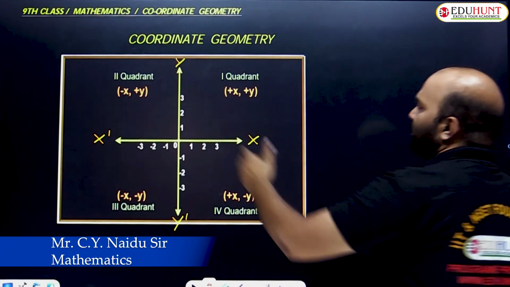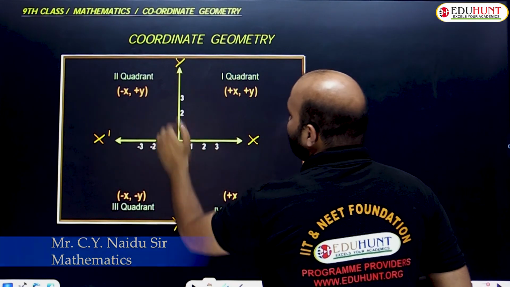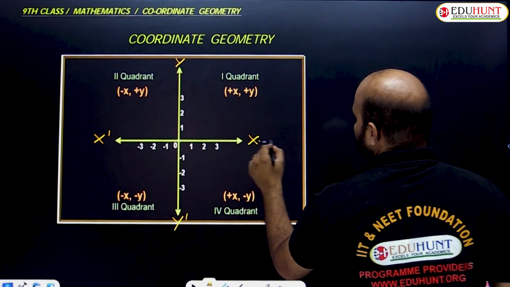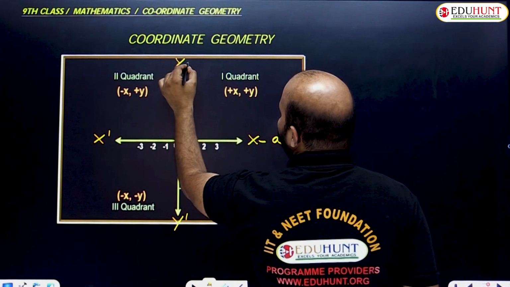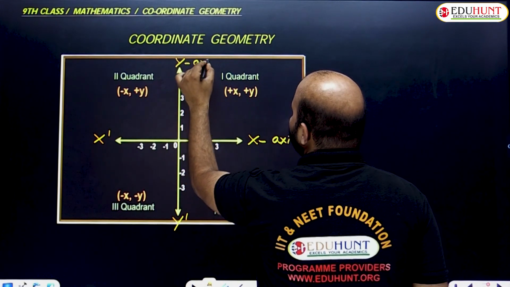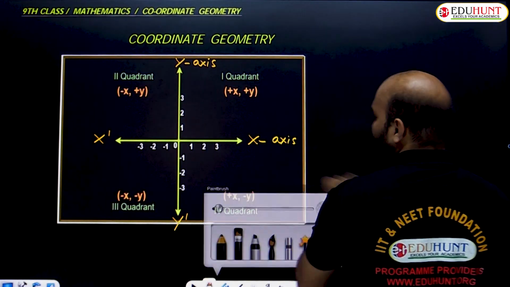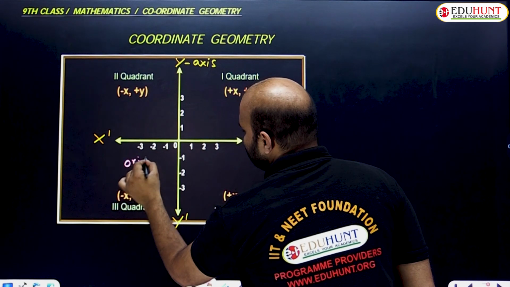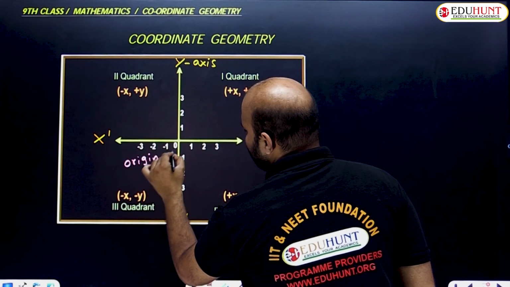Here two axes are mentioned in the figure. This is a horizontal line, and this is a vertical line. The horizontal line is called the x-axis. Am I clear? The vertical line is called the y-axis. The intersection point of the x-axis and y-axis is called the origin. It is represented as O, the origin, nothing but the intersection point.